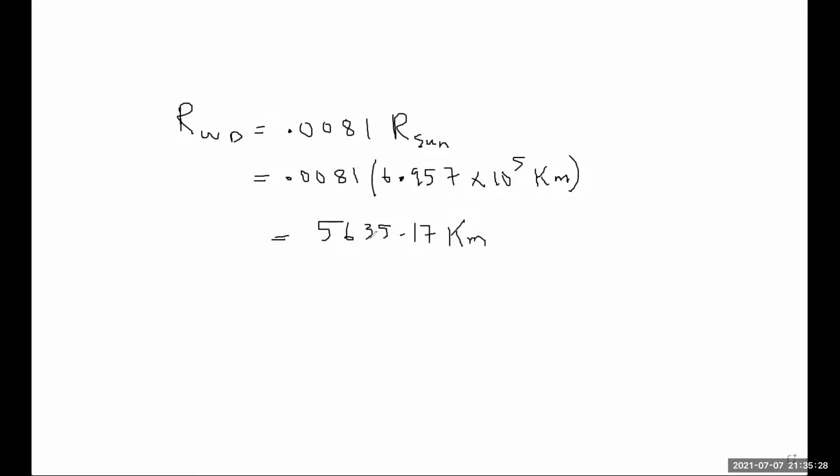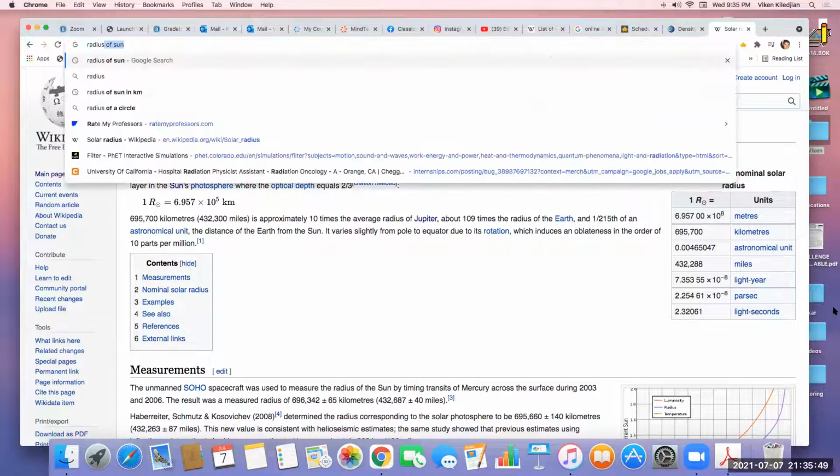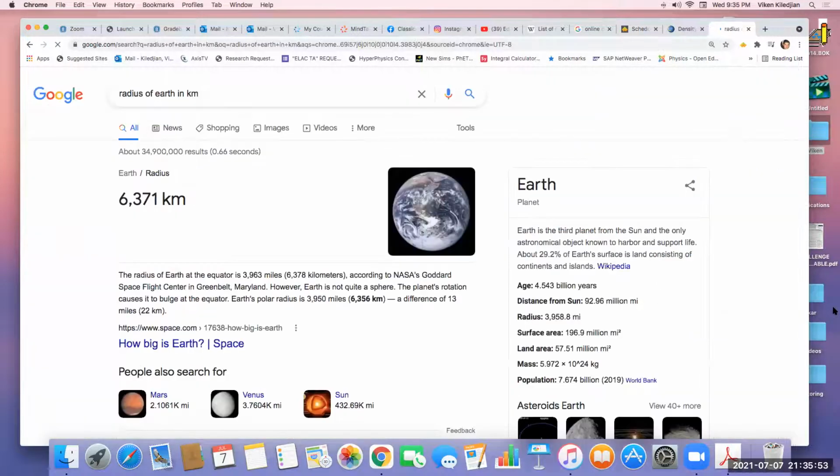That sounds like it's close to the radius of the Earth. Let me see. So then what is the radius of the Earth? So let's now say radius of Earth in kilometers. There you go. That's the radius of the Earth in kilometers, 6371.